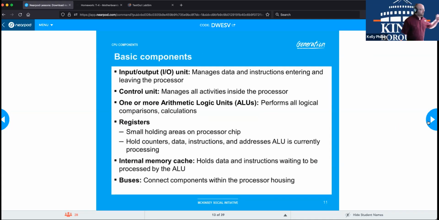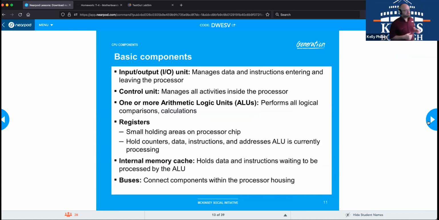All right, so let's break it down a little bit better. The input/output unit manages data and instructions entering and leaving the CPU itself. The control unit manages all the activities going on inside of the processor, where the information needs to flow to. It's kind of like the traffic cop inside the CPU itself.